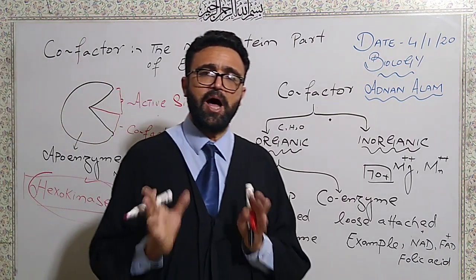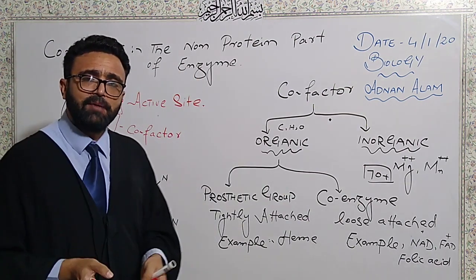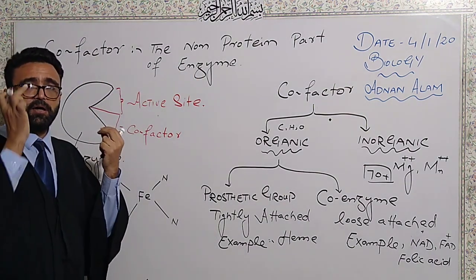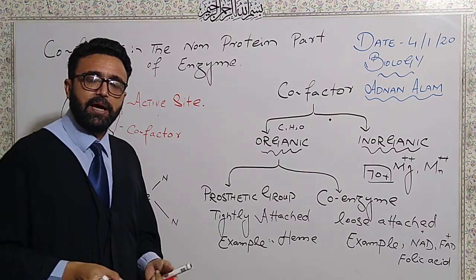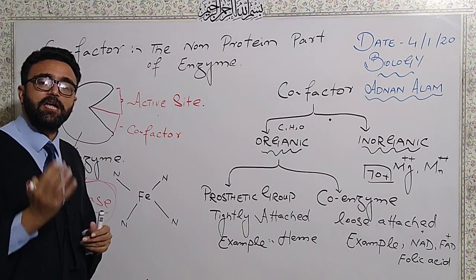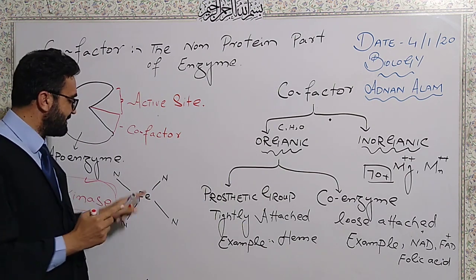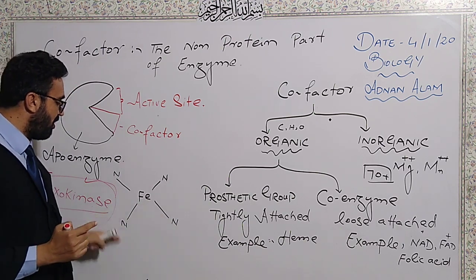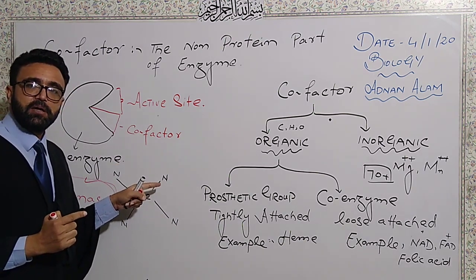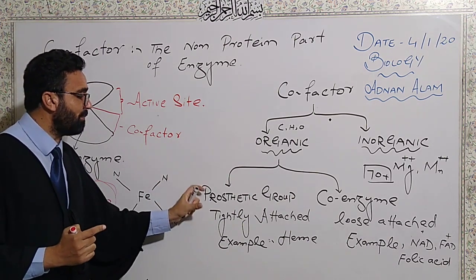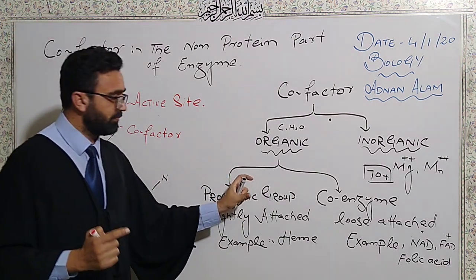The example is heme. What does it mean by heme? All of you know RBC. On the red blood cell, there is a compound called hemoglobin. In the hemoglobin, we have 4 heme groups, which are an iron center having 4 nitrogens on its sides. This is called a heme group. The heme is a good example of the prosthetic group.